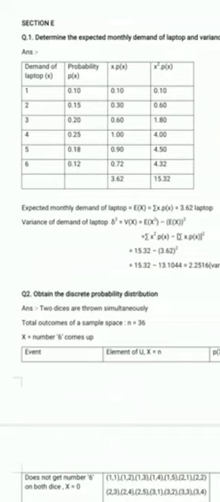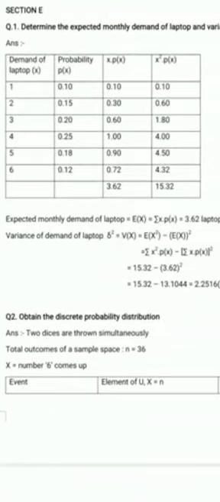Now we start with the sum. We have been given the probability of the demand for laptop in a store. We have to find the mean, that is the expected monthly demand of laptop, and also the variance of the demand. Demand of laptop, that is x, is 1, the probability is 0.10. We prepare a table with the following columns: x, p(x), x into p(x) and x square into p(x). The demand is denoted by x, probability is denoted by p(x).